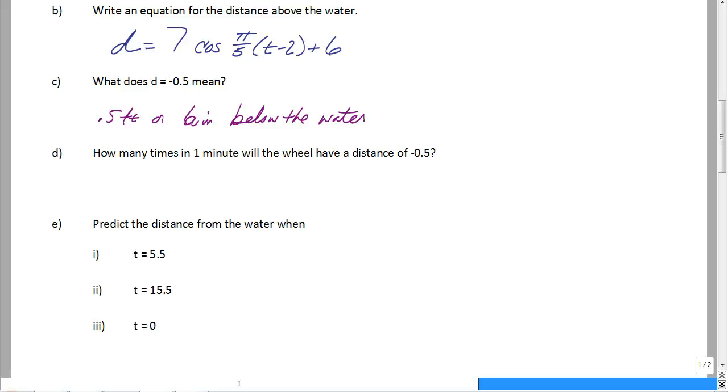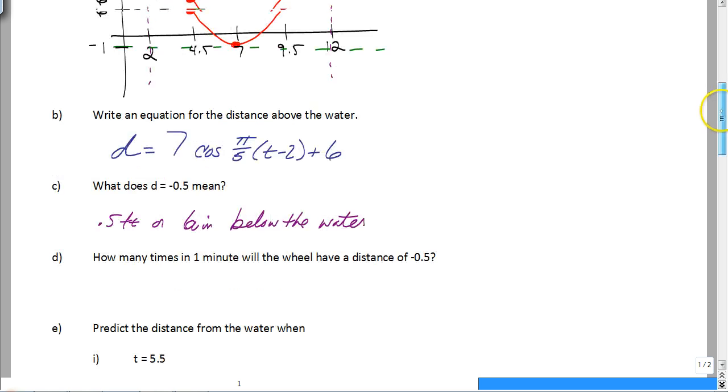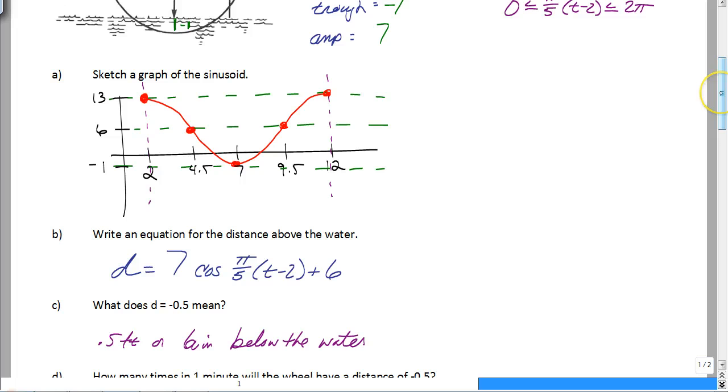So how many times in 1 minute will the wheel have a distance of 6 inches below the water? So to figure that out, you can do it graphically on your graphing calculator if you would like, or you can just think about it this way. If we were to go back to our graph and look at the graph, and then just sketch a little line at -0.5.